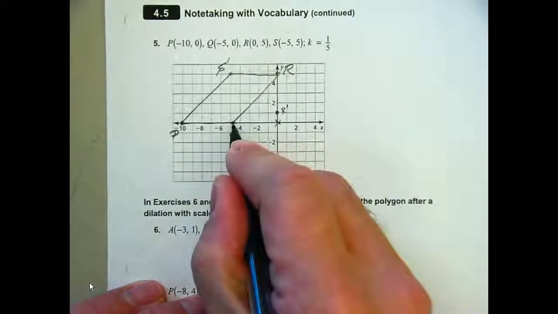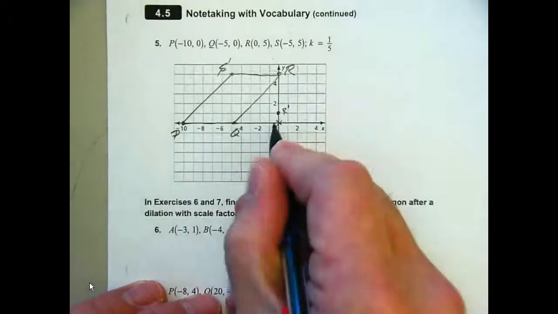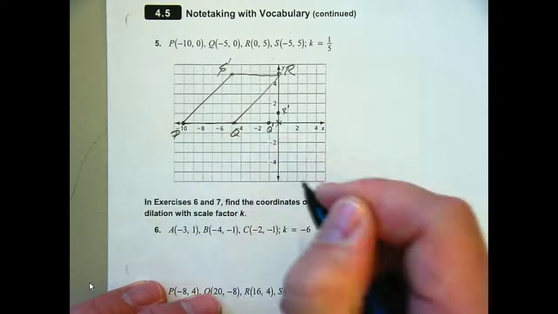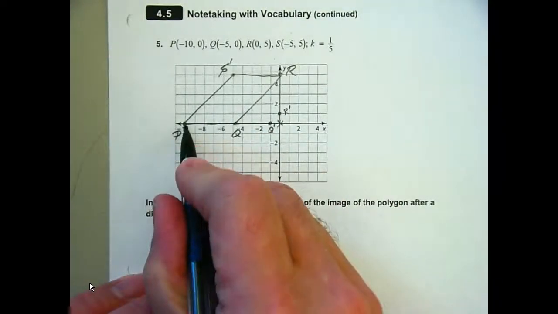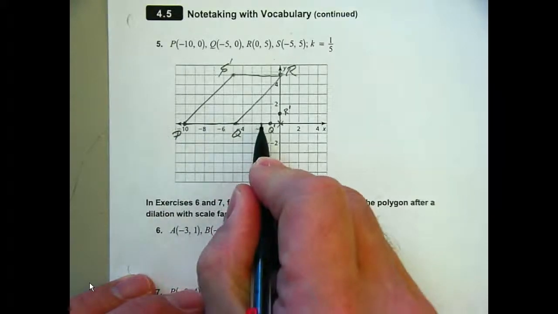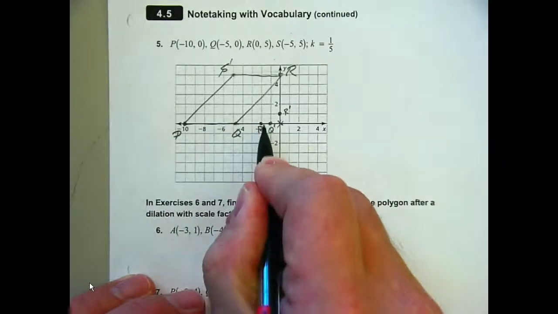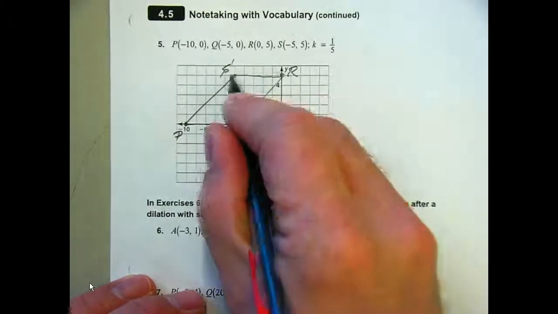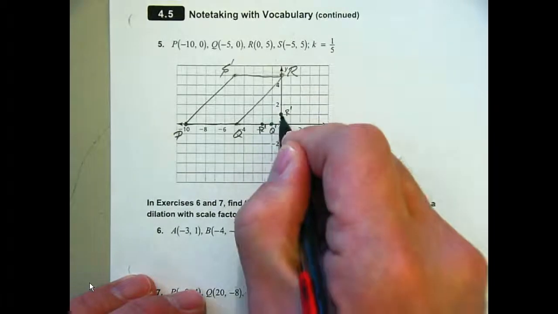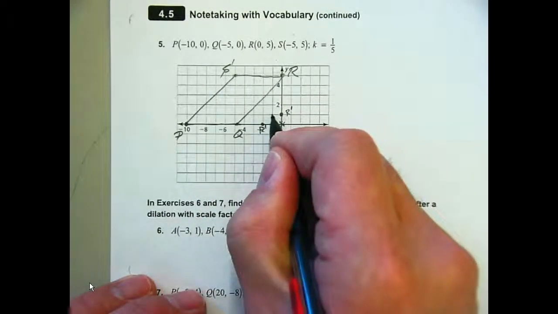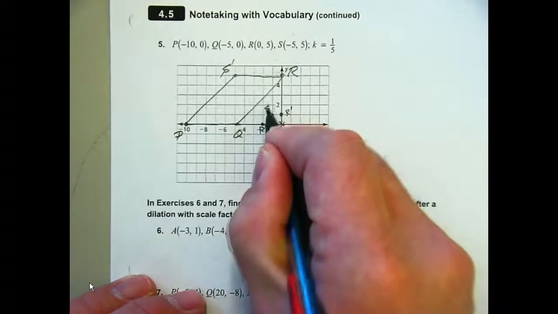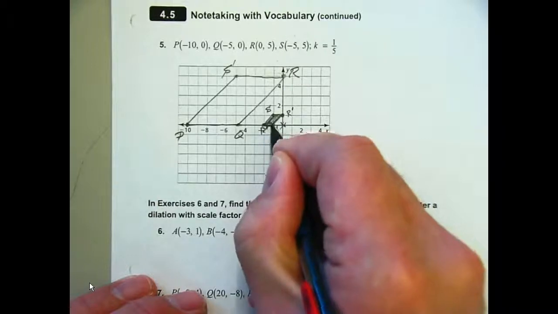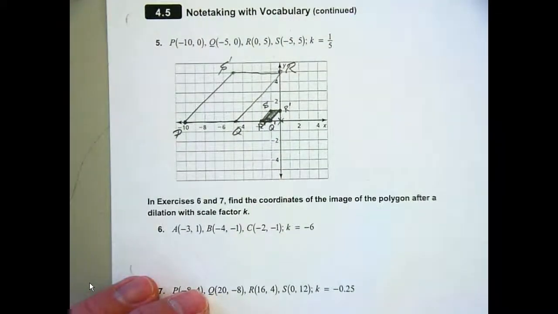This length right here goes out 5. Rather than going out 5, 1/5 of 5 is 1. So that's Q prime. This goes out 10. 1/5 of 10 is 2. That would be P prime. And this goes up 5 and over 5, so rather than going up 5 and over 5, we go up 1/5 of that and over 1/5 of 5, which is 1, 1. So my new figure is this little guy right there. 1/5. There we got it. Pretty cool.